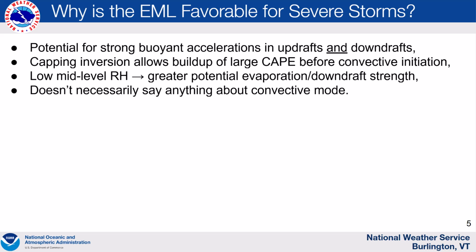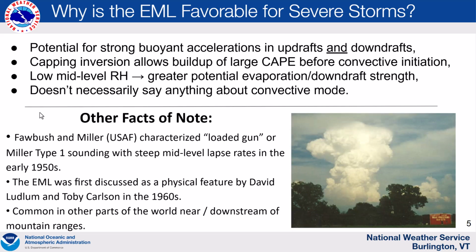Some other facts of note. Again, recognition of the importance of the EML dates back to the description of the loaded gun, Miller Type 1 sounding with steep mid-level lapse rates by Fawbush and Miller in the early 1950s. The EML was first discussed as a physical feature by David Ludlum and Toby Carlson during the 1960s. And lastly, the EML is not a feature unique to the United States. It is common in other parts of the world near and downstream of mountain ranges.